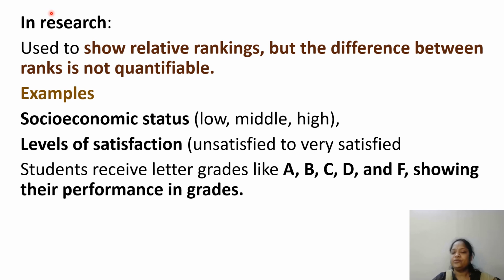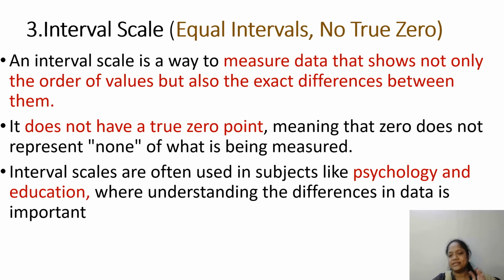Next, in research, it is used to show relative ranking, but the difference between ranks is not quantifiable. Examples: socioeconomic status, low, middle, high; levels of satisfaction, unsatisfied to very satisfied; students receive letter grades A, B, C, D, F, showing their performance in grades. If we show their scores, it comes under numerical, but here it is qualitative, only in grades. So it comes under ordinal.